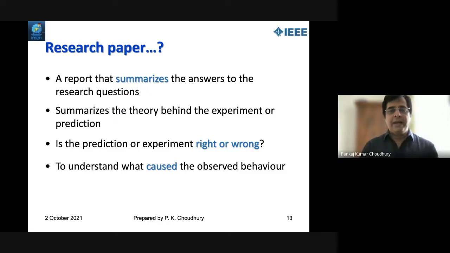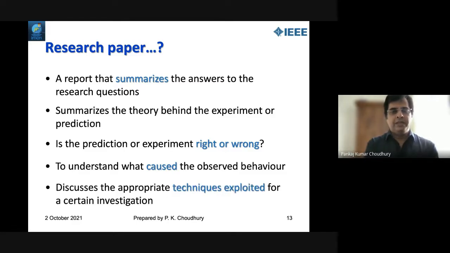Validation means to understand the reasons for which one gets the kind of behavior observed. So one has to discuss the appropriate techniques exploited for a certain investigation. So this is what a research paper is. It basically summarizes the answers to research questions in a scientific manner. For that, one has to go through a sequence of steps in order, and therefore one has to be systematic. One should not simply jump to conclusions. One has to exploit some scientific methods of inquiry in reaching the conclusions.